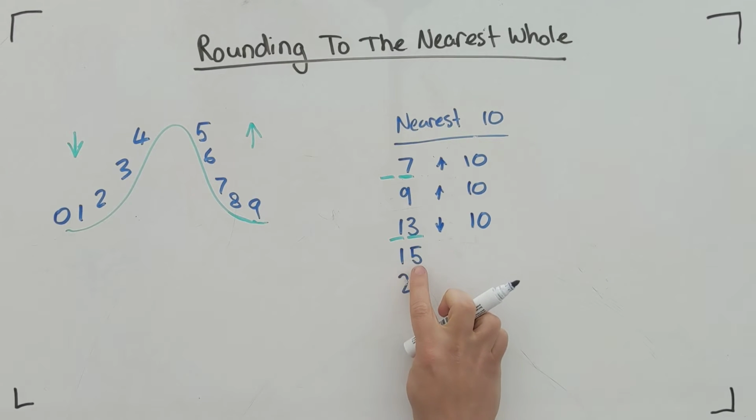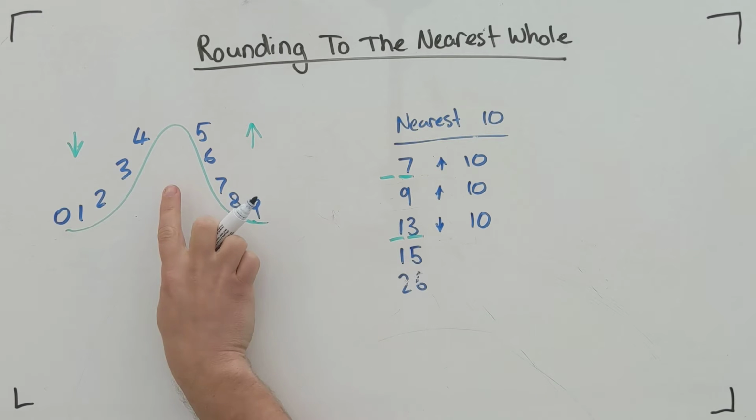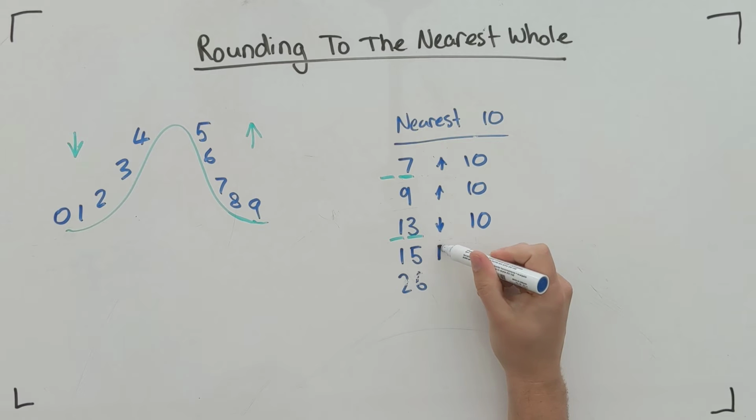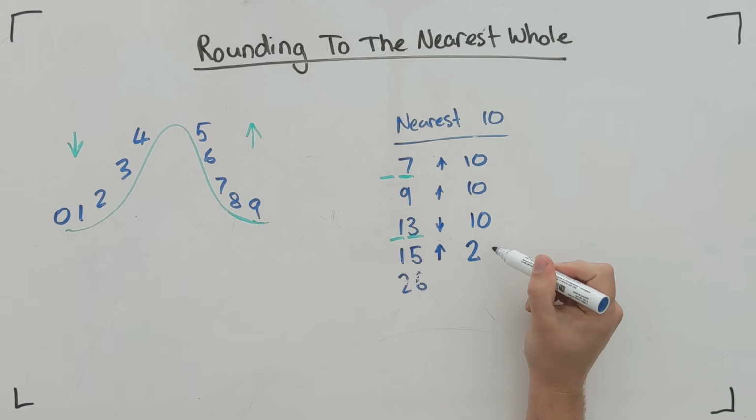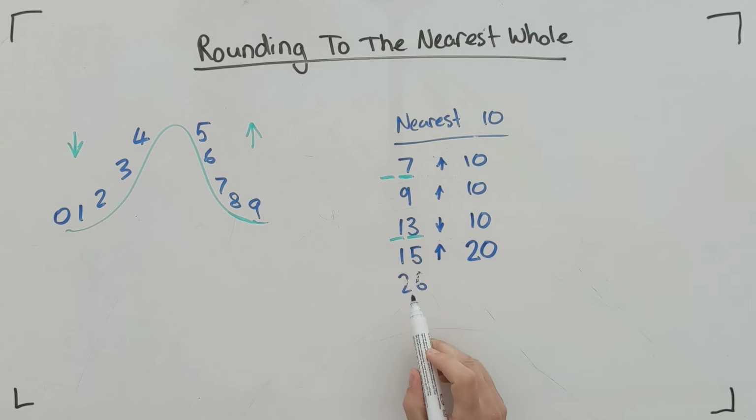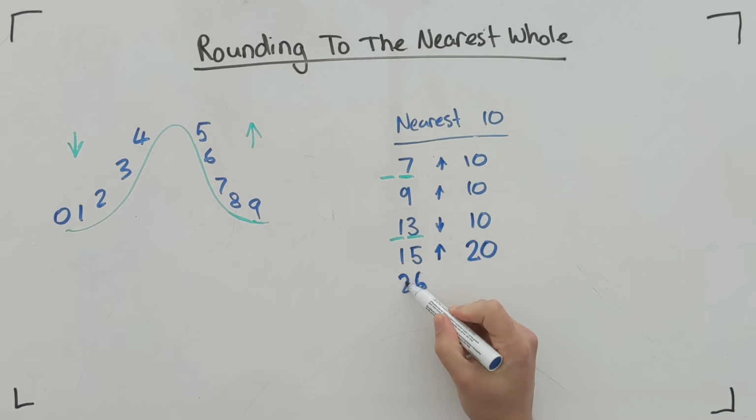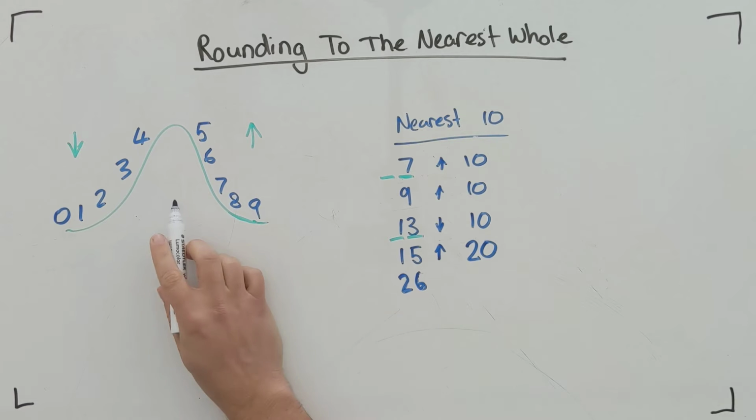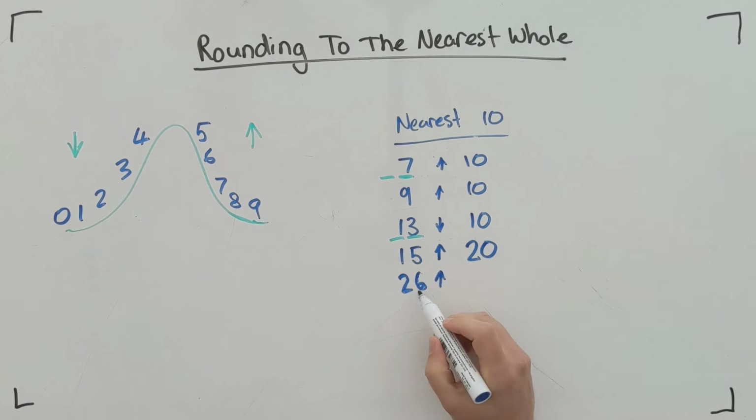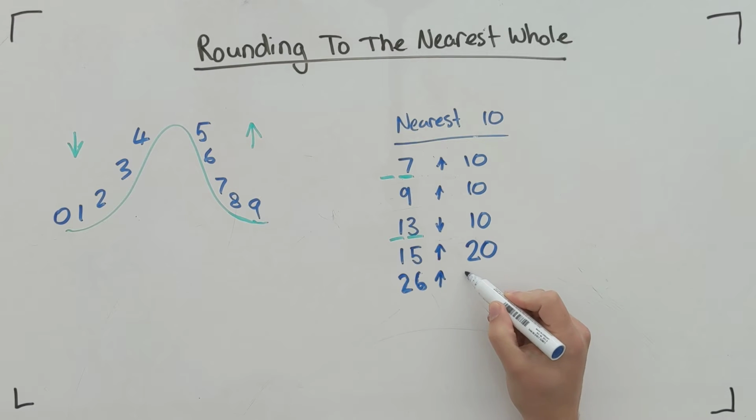15, I'm using the 5. The 5 is on the right hand side of the hill, so 15 is going up. 15 goes up to the next 10, which is 20. Last example here, 26. The 6 is on the right side of the hill, so that means 26 is going to round up. The next 10 that it will get to is 30. Okay, so that's rounding whole numbers to the nearest 10.